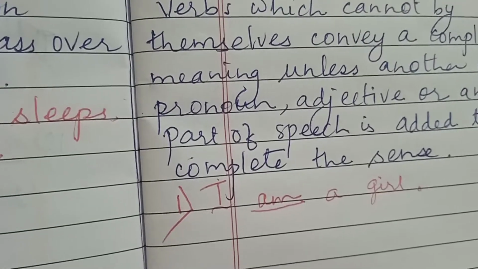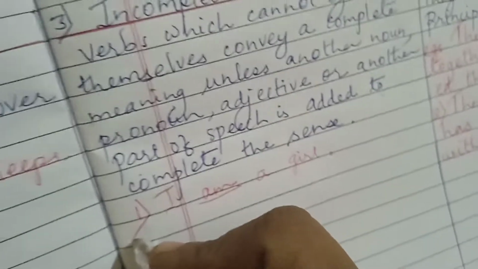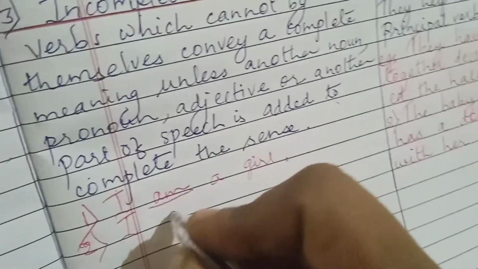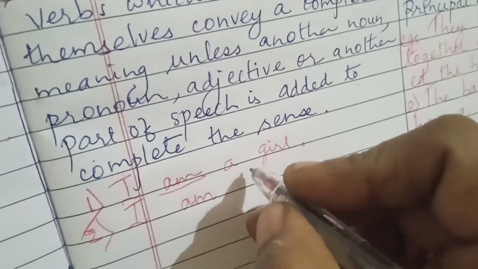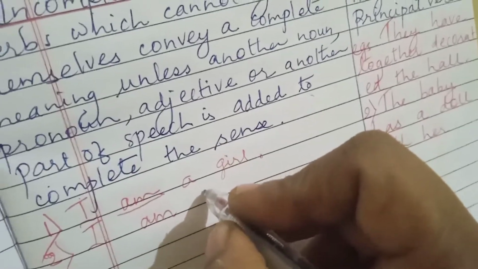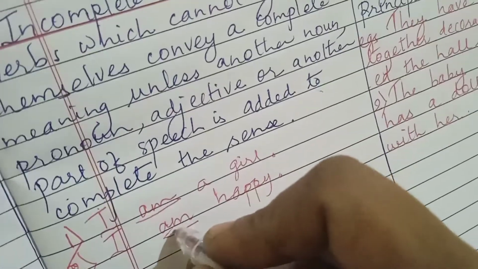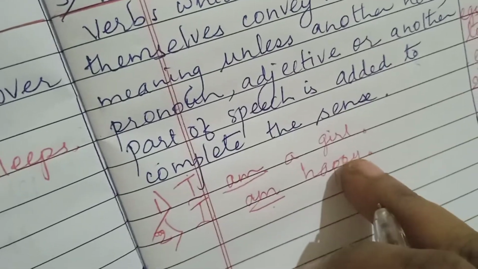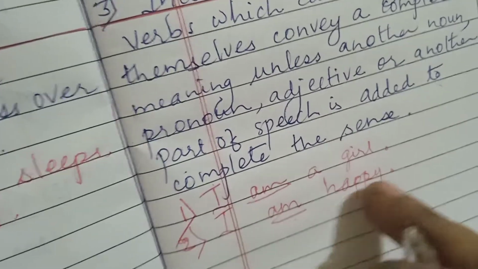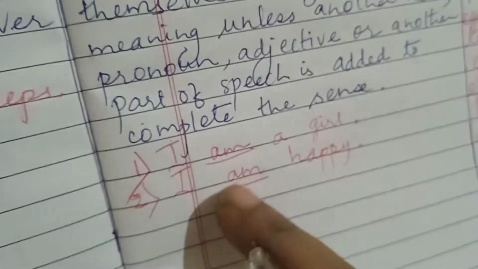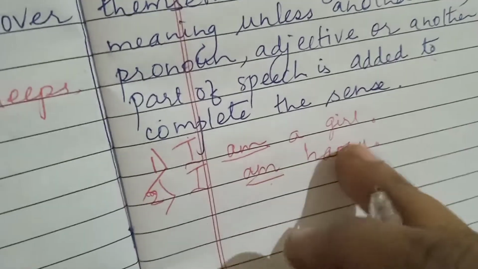Second sentence, let us take the second sentence. I am is not a complete sentence. I am happy. Now this verb has a sense when I am adding happy. Happy is an adjective. I am happy. When I am adding an adjective to it, then only this verb has sense.